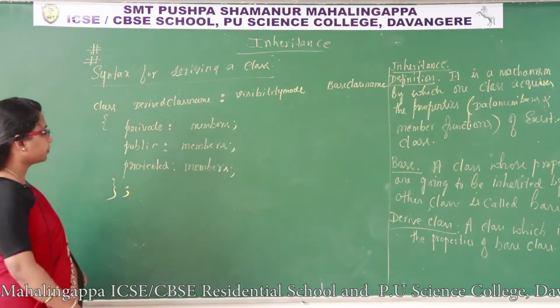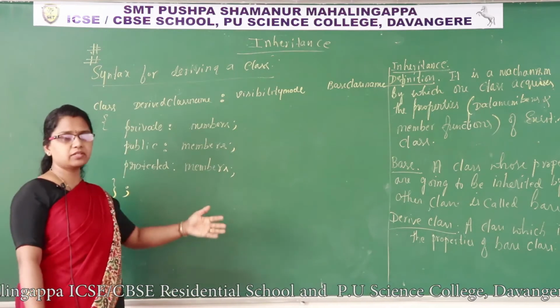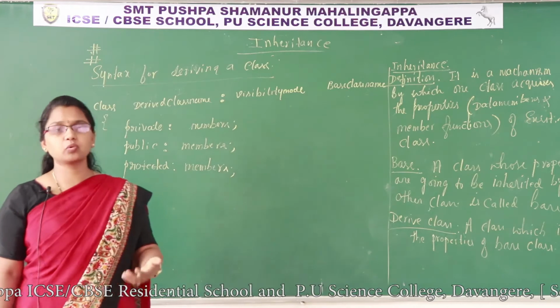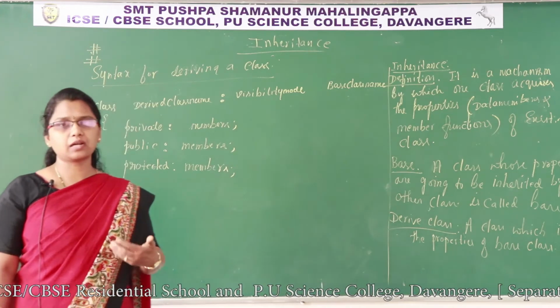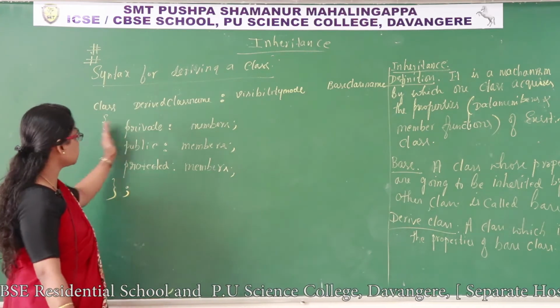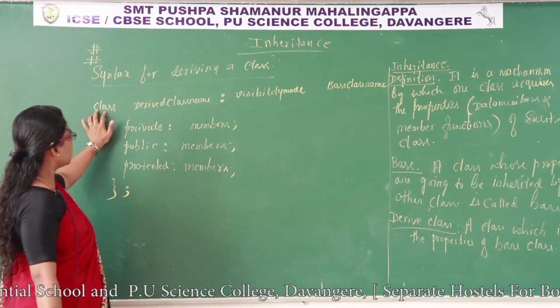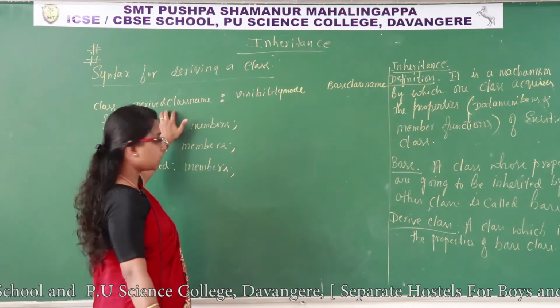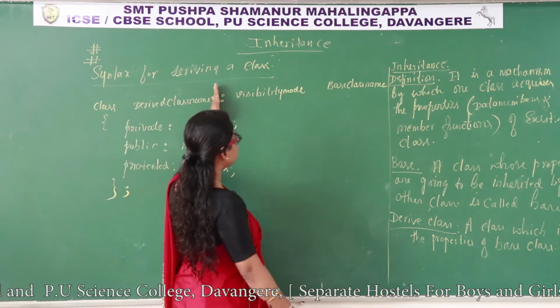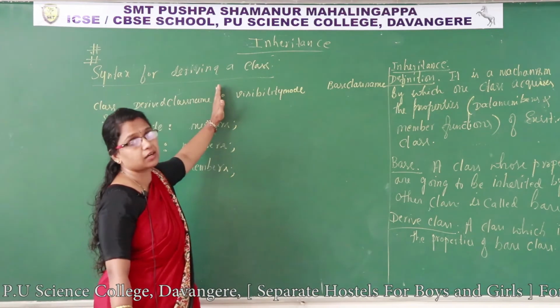Semicolon. What we have learnt in the previous class is how to open the class, how to close the class, how the class has access specifiers. Everything is common here. Only the difference is the class name, that is, the derived class name. So these things you need to add when you are going to derive a class.